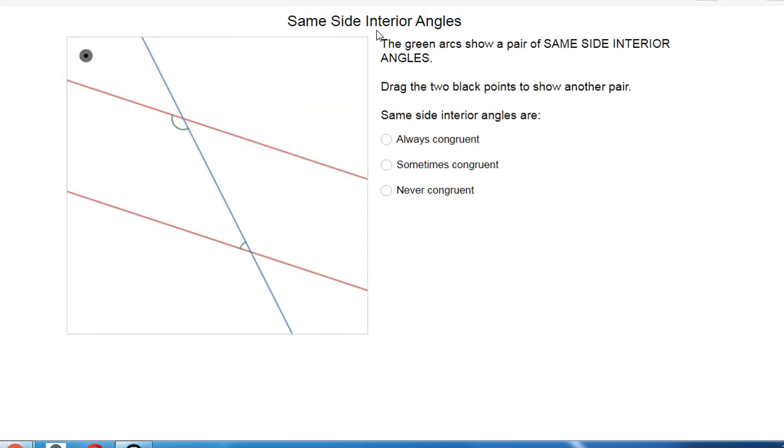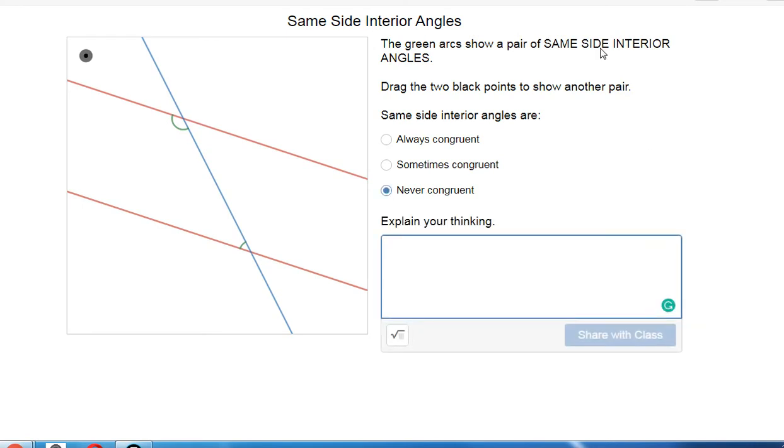Same side interior. Those are going to add up to 180 degrees. So you notice that this angle and this angle would be the same as adding this angle plus this angle. That would be the same measure. So this angle and this angle are going to add up to 180 degrees. So they'll never be congruent.